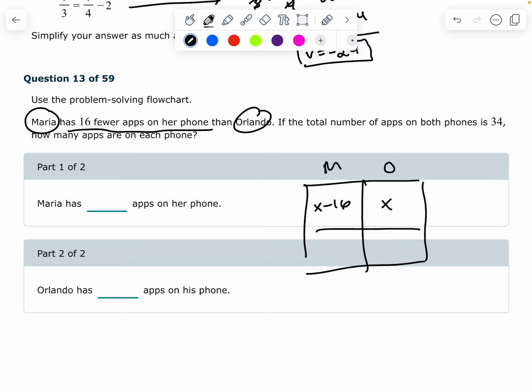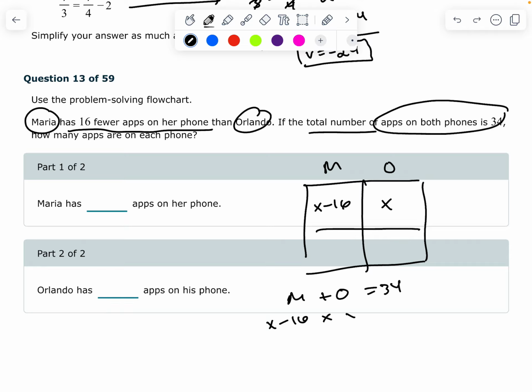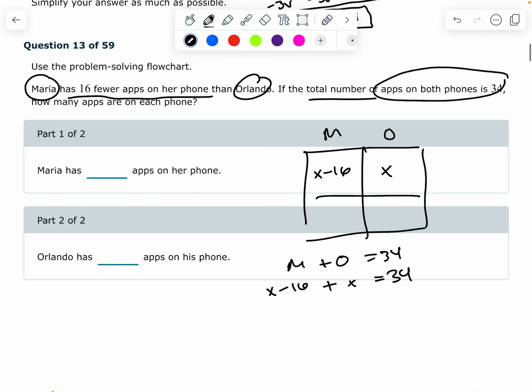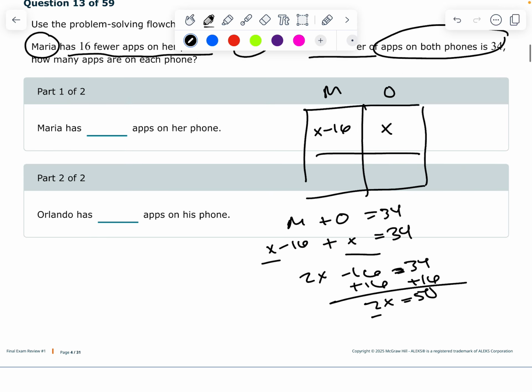And it says the total amount of apps is 34. So Maria's plus Orlando's equals 34. Maria's is X minus 16. Orlando's is X. And they add to 34. So if I combine like terms here, 2x minus 16 equals 34. Add the 16. 2x equals 50. Divide by 2. X equals 25.